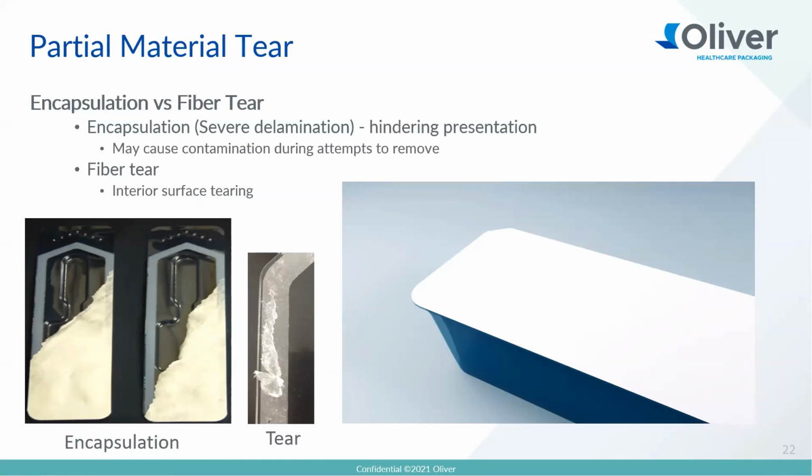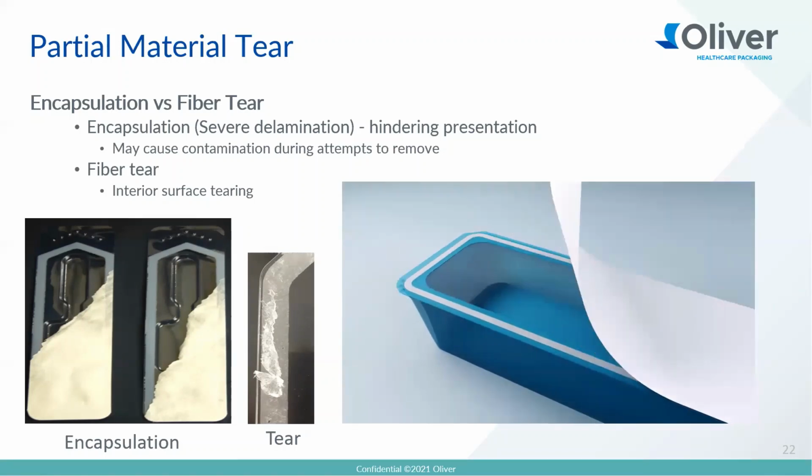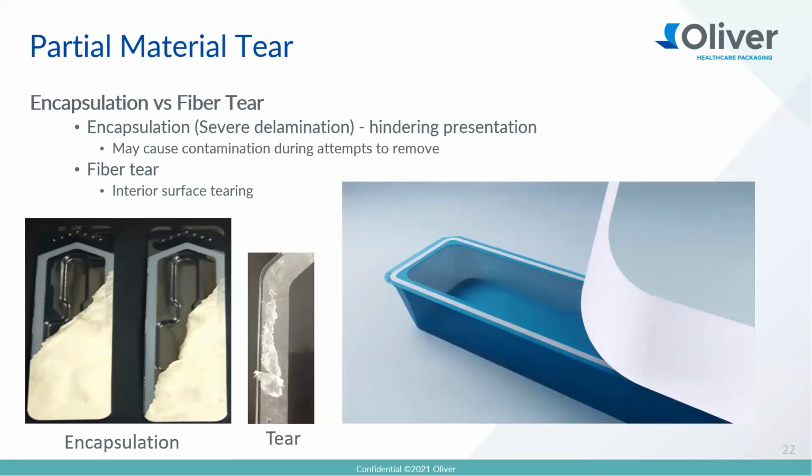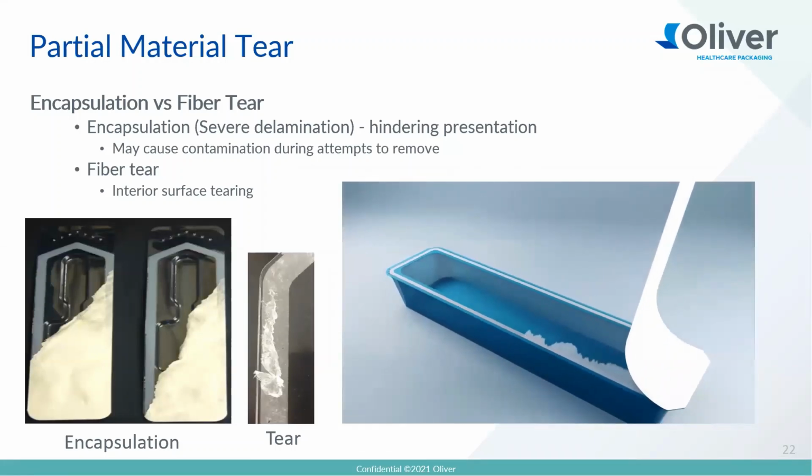An example of encapsulation is down in the lower left-hand corner, where you can see that this is hindering presentation, either dumping in the field, or it may cause contamination during attempts to remove it by the nurse, because the nurse may reach in and try to pull the device out and either take the device and contact it to a non-sterile portion of the material that's torn, or may themselves touch a non-sterile part of the package. So there are opportunities during that encapsulation to affect aseptic presentation and opening.